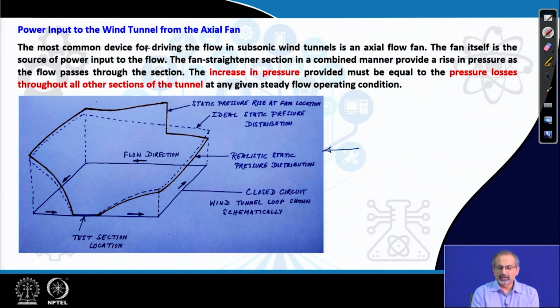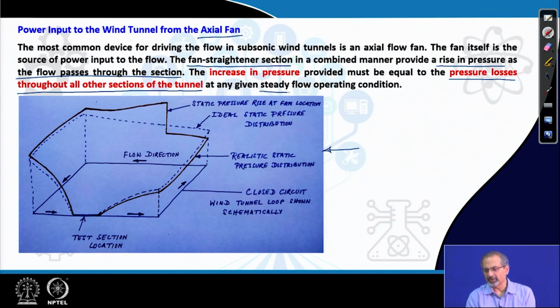The power input to the wind tunnel comes from the axial fan, and the fan is the source of the power. However, the fan as well as the straightener section, in a combined manner, provides the rise in pressure as the flow passes through the section. The increase in pressure provided must be equal to the pressure losses which are incurred all through the other sections of the tunnel. And this happens when it is operating steadily.